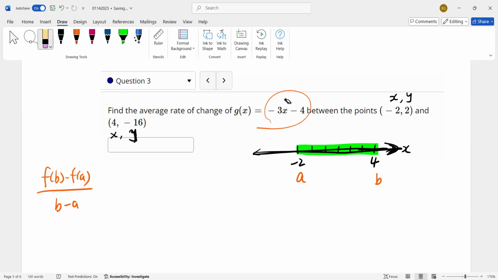You don't need to use that function because the corresponding output for A is 2. Just look at the pair. This pair gives us the output when the input is -2, right? So basically, the -2 is A, and the 2 is f of A. The output is 2. We already know that. And here, 4 is the B, -16, the corresponding second component, is the output, f of B.